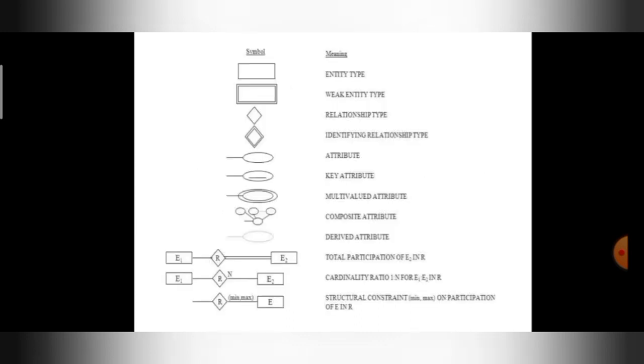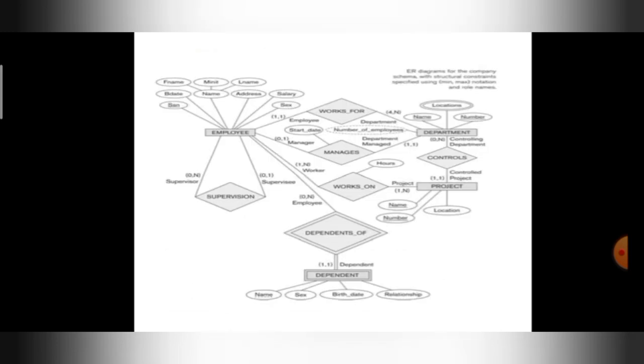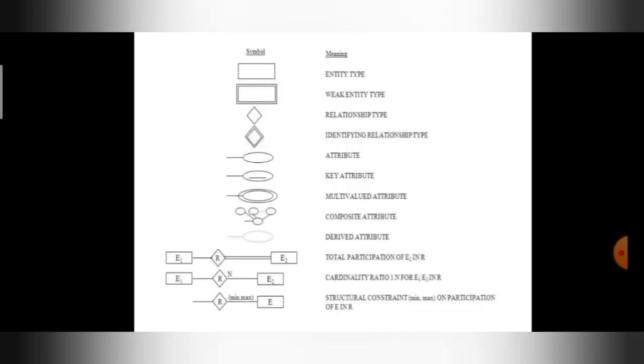A multi-valued attribute is represented using a double oval. For example, degree of the employee can be a multi-valued attribute. Locations of the department can be a multi-valued attribute. A department has multiple locations, so that multi-valued attribute can be represented using two ovals, double ovals.